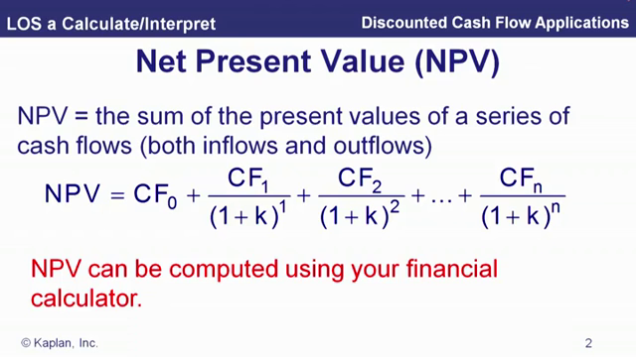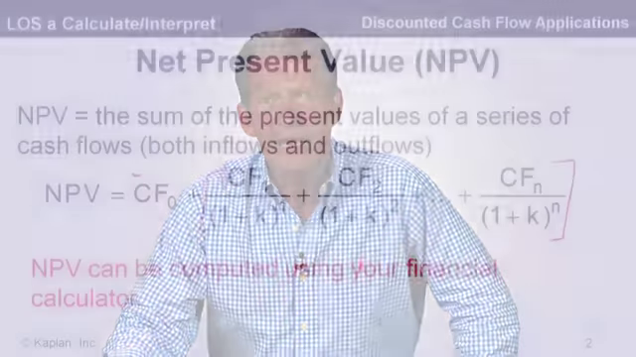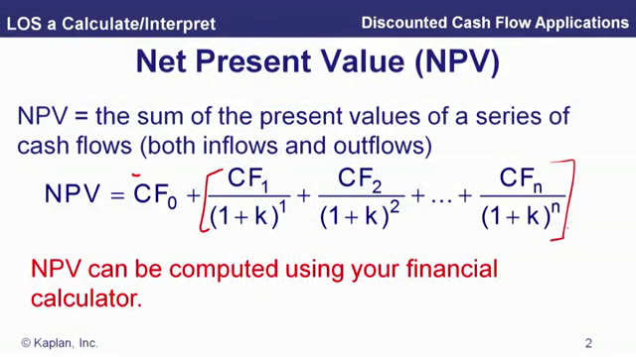So that CF0 here, that's usually a negative number. And right here, this is usually the initial outlay. And then this piece over here is the present value of all the future cash flows we expect to get. So this idea of net present value is what's the present value of those future cash flows net of the cost of getting them, the investment that we must make. And we can calculate this using our financial calculator.